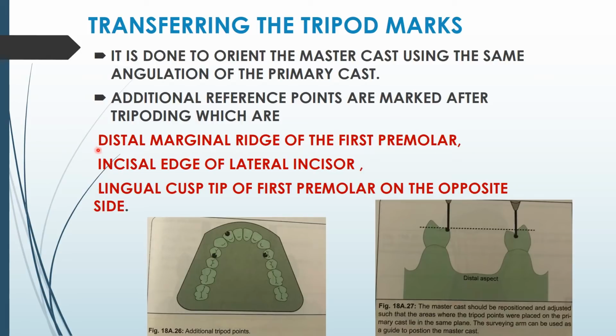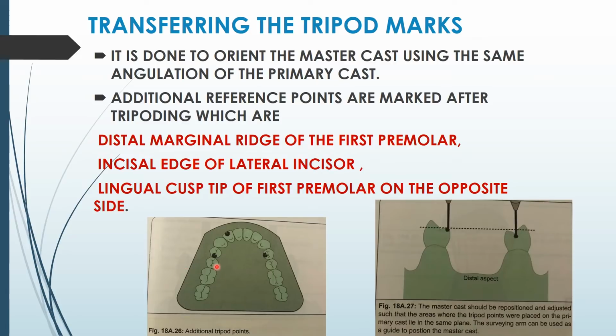The first additional point is the distal marginal ridge of the first premolar. The next is the incisal edge of the lateral incisor. And the last one is the lingual cusp tip of the first premolar on the opposite side. For example, if you have marked the distal marginal ridge on 1-4, the lingual cusp of the first premolar should be on 2-4, on the opposite side of this distal marginal ridge point.